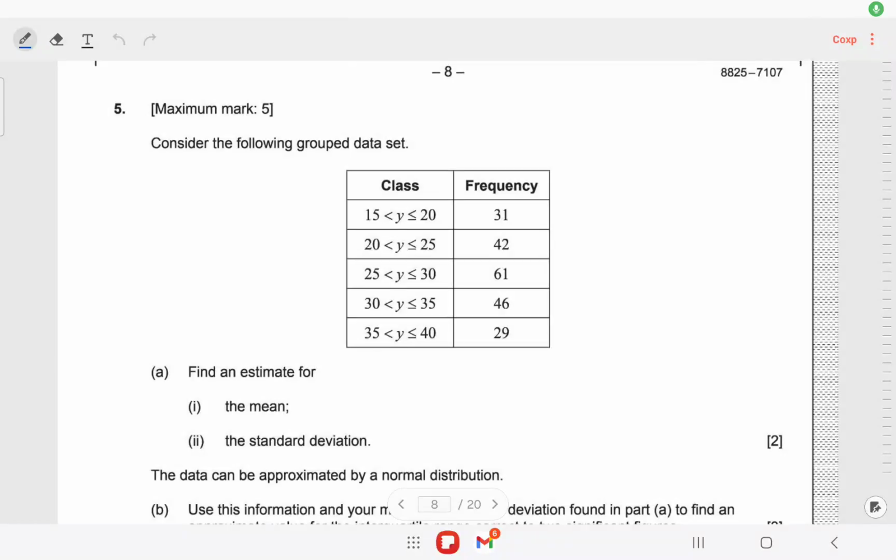So, in this video we're going to consider past paper, November 2025, Analysis and Approaches, High Level Paper 2. In this question we'll consider question number 5. Let's make an overview. It is 5 marks, and this question is about statistics, given the class and the frequency, discrete data, and we should estimate the mean and standard deviation first.